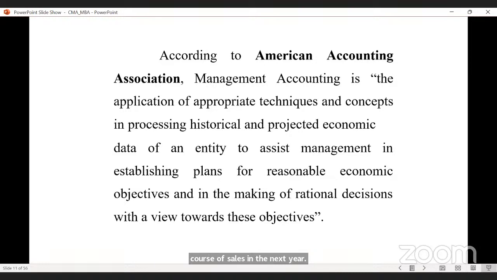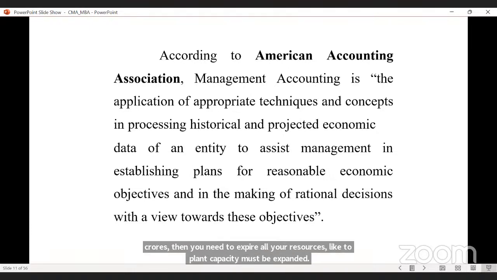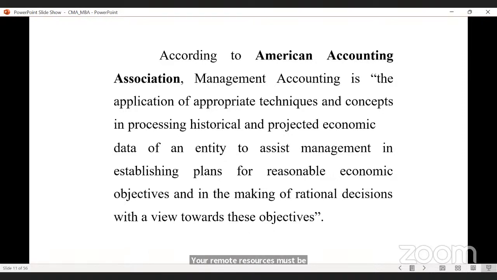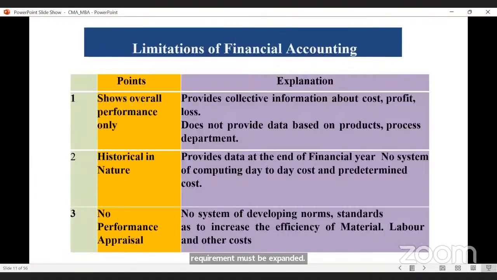But from 5 crores, you can extend up to, let's say, 7 crores or 10 crores. Whenever you are forecasting for 5,000 crores, then you need to expand all your resources: your plant capacity must be expanded, your human resources must be expanded, your capital requirement must be expanded. Everything you need more in order to achieve more. So this is all about management accounting.